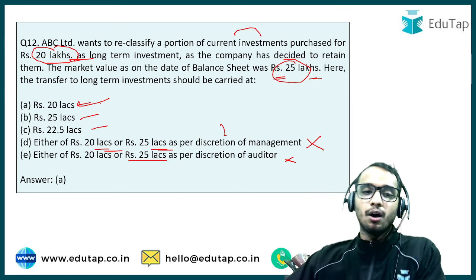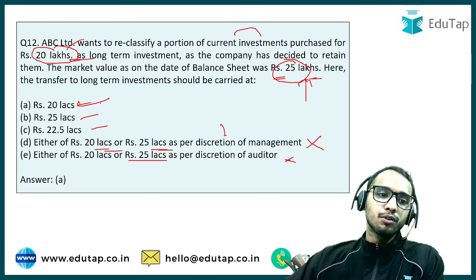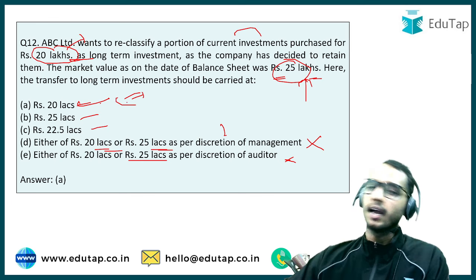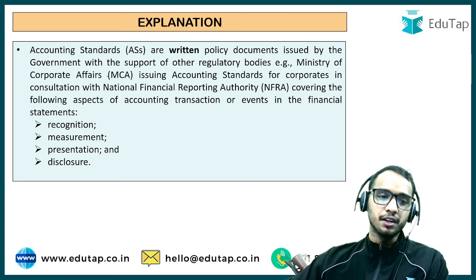Okay? So out of 25 lakh and 20 lakh, which is less? 20 lakh. So the answer would be 20 lakh, correct? Okay, let's move ahead with the 13th question of the day.